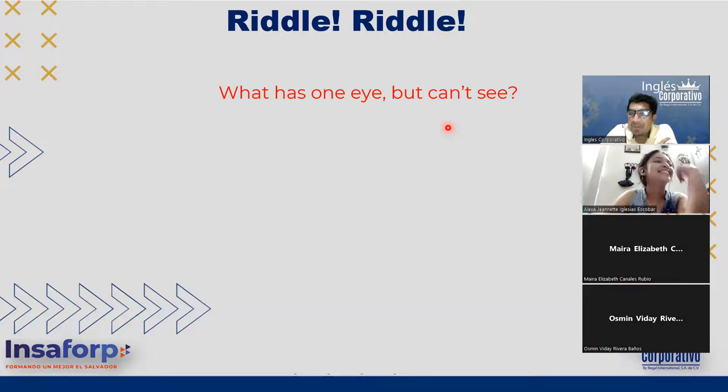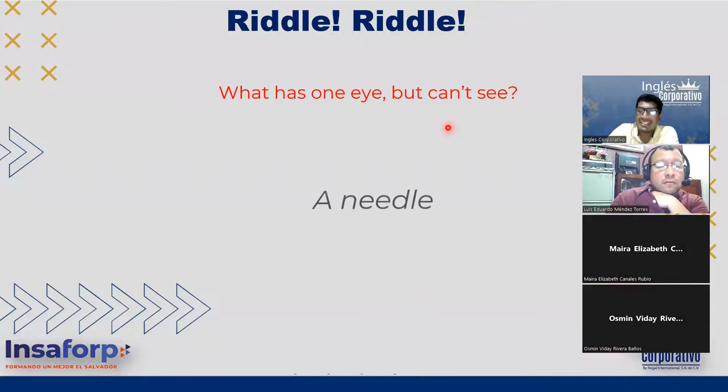Tiene un ojo pero no puede ver. All right, seems like... A needle. A needle. Very good. It's a needle. See? ¿Sí? Una aguja. A needle. Oh, very good. Very, very nice. So, yes, a needle is something that has one eye, but it actually cannot see. So, great. Very good, Eduardo.